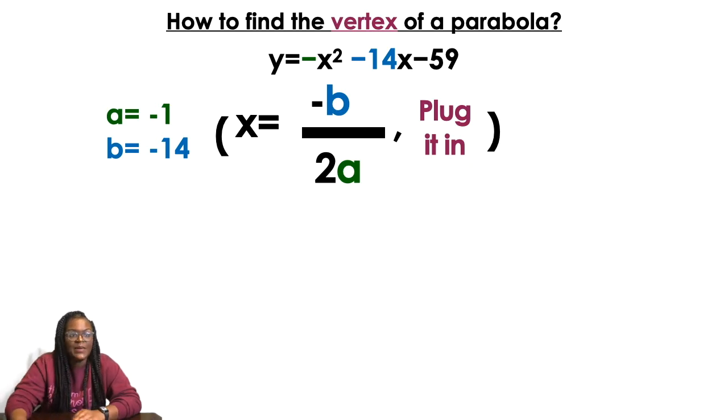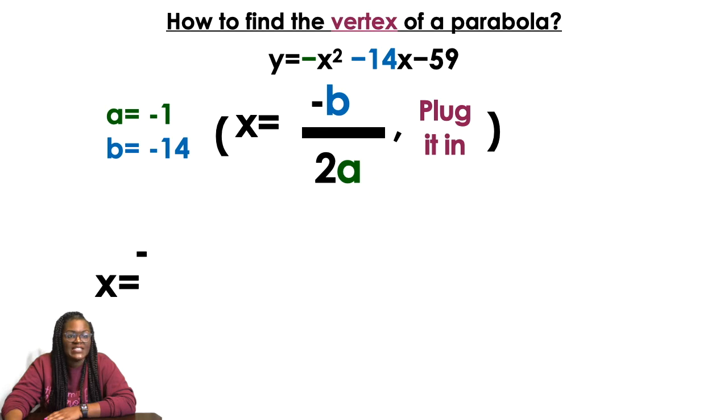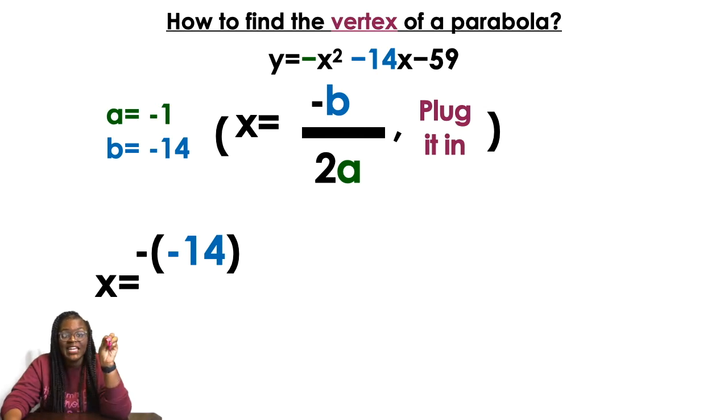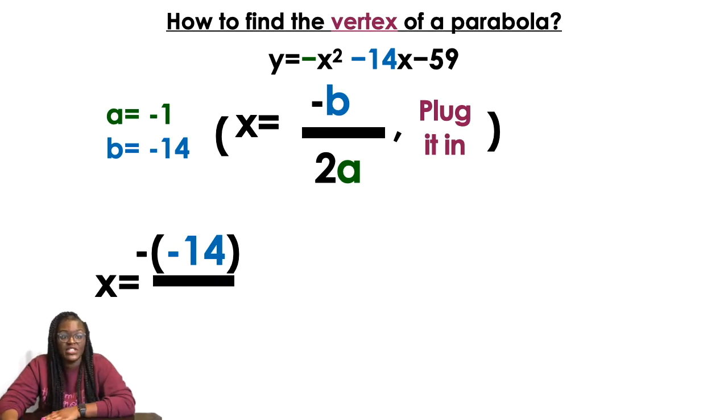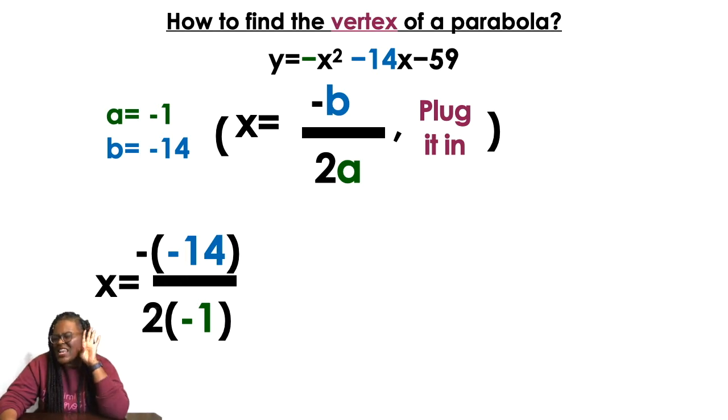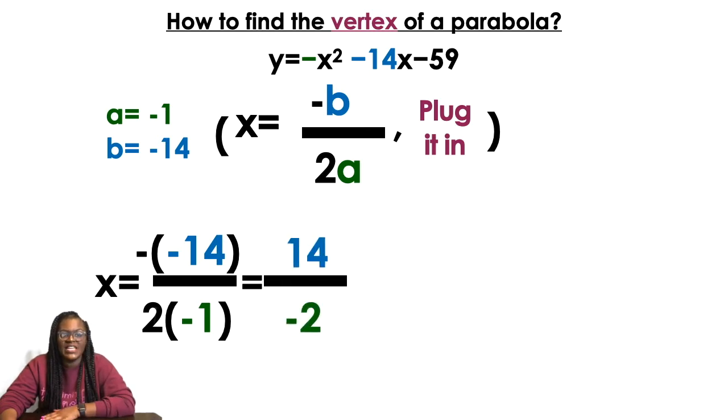So when I'm plugging them in, I'm gonna say x equals negative, negative 14, because b in this case is negative 14, right? There was already a negative in the little formula. So I have the negative, and then inside, because the 14 in the problem was negative, I have two negatives right now. So negative, negative 14 over 2 times negative 1. A negative and a negative makes a what? Okay, so positive over 2 times negative 1, which is negative 2. So 14 over negative 2 is going to give me negative 7.